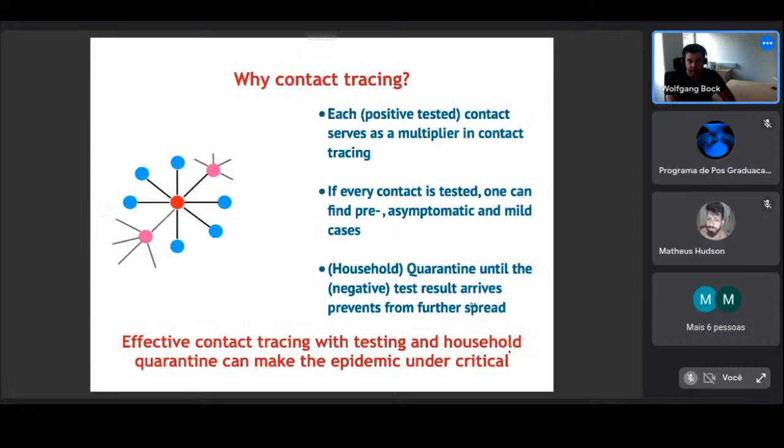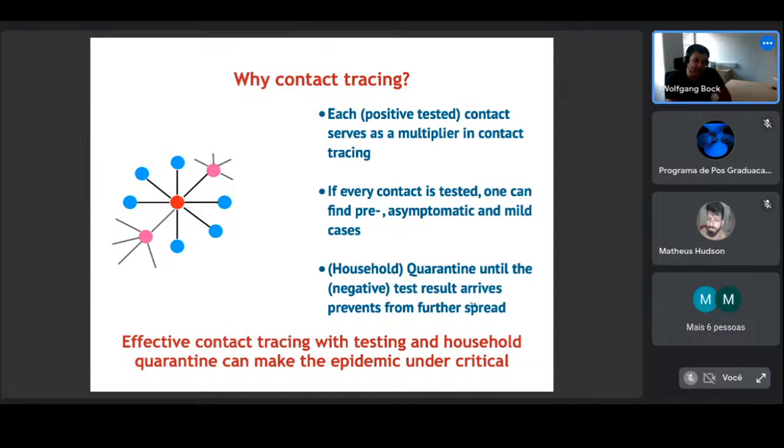And so why is this important? It's important because with agent-based models you can do contact tracing. Contact tracing is something that is at the moment used very much as a non-pharmaceutical intervention strategy. So let's say the red one here is an infected person, and you have a positive test contact, and now the question is where does this come from?